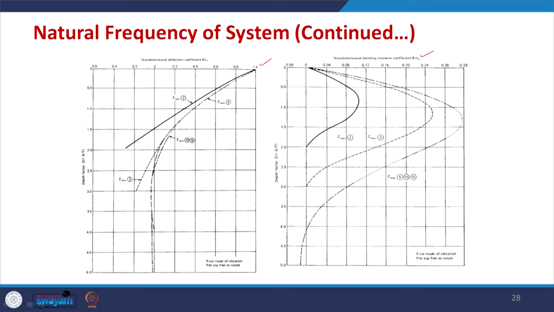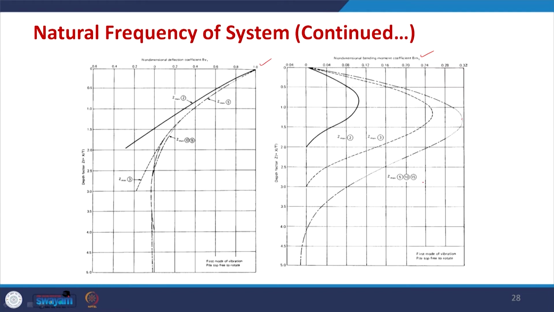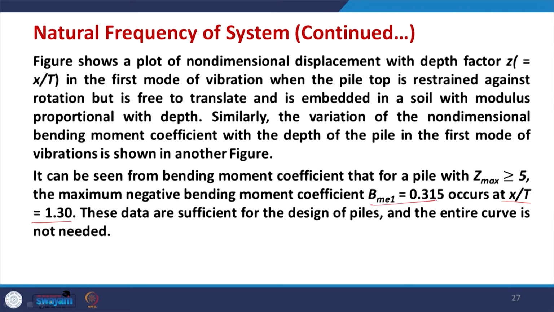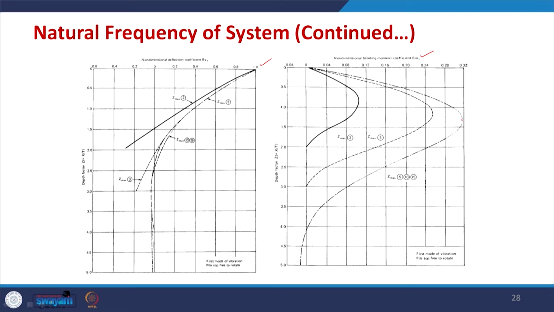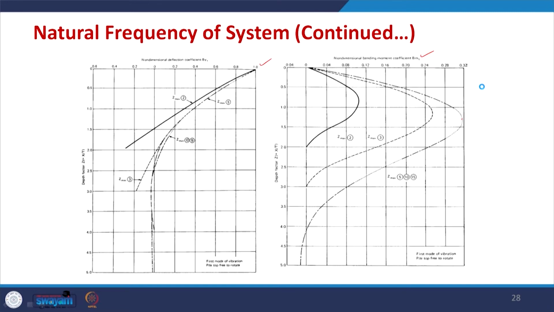from the last curve you see the maximum value of this bending moment is the case when x by t equals 1.3, and for this value of x by t of 1.3, the value of Bm1 is 0.315. This is the case when the pile top is free for translation as well as rotation. So, this is pile top free to rotate. Here also, first mode of iteration, pile top free to rotate, both the curves are there.